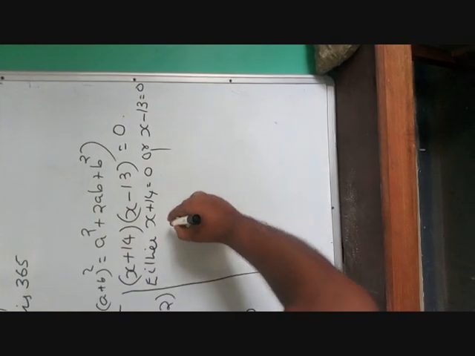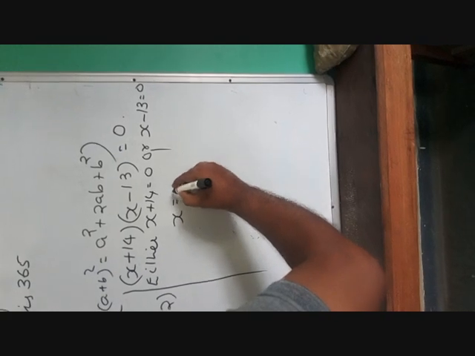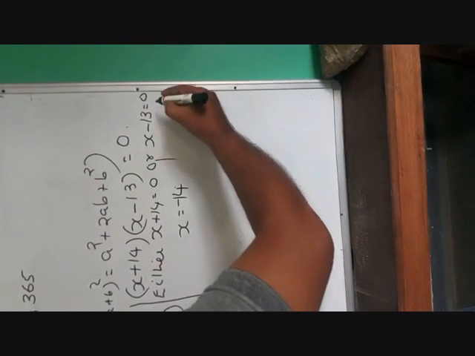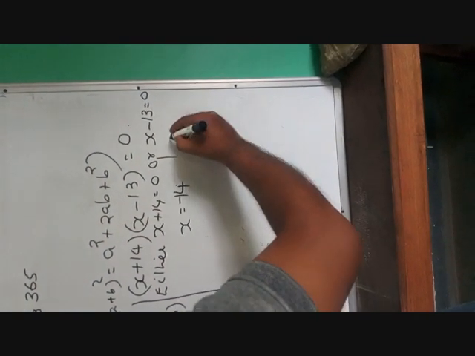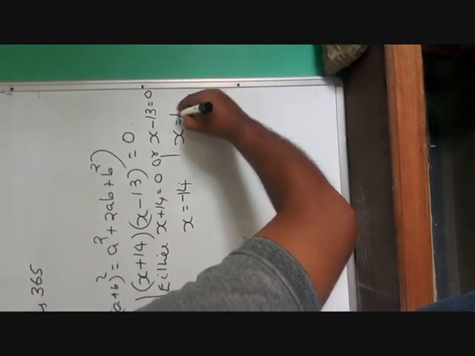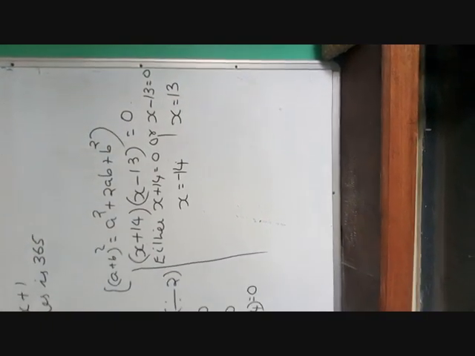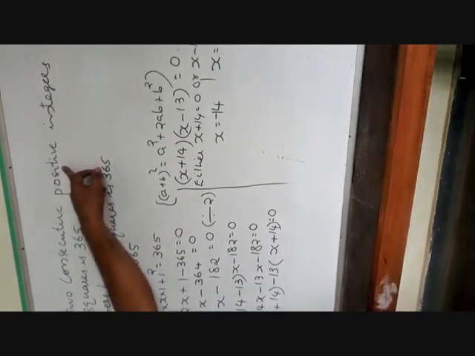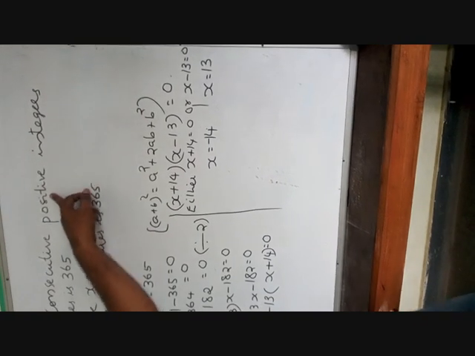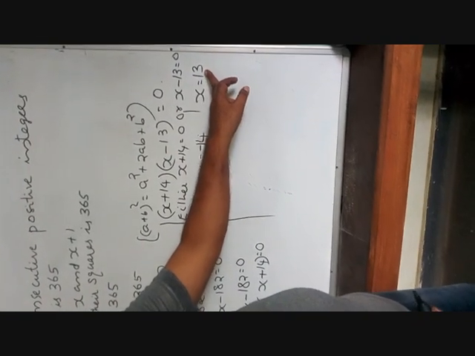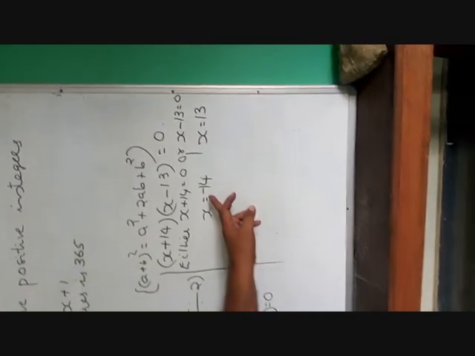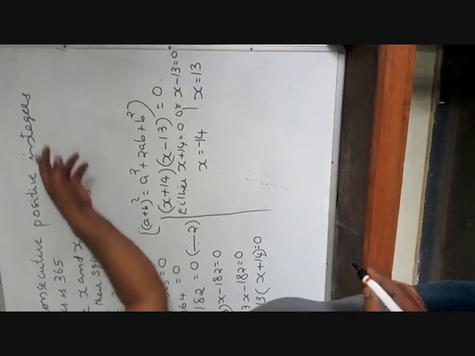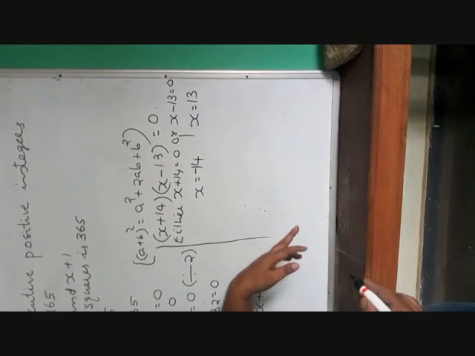Then x plus 14 is equal to 0. Therefore x is equal to minus 14. Then x minus 13 is equal to 0. Therefore x is equal to plus 13. In the question it is given that these are consecutive positive integers. Therefore the answer should be plus 13. It is not possible to take minus 14 because according to the question we need positive integers. Therefore the answer is 13.